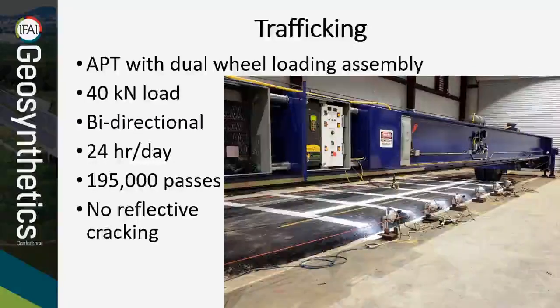Trafficking was done with the APT set to apply 40 kilonewtons of load across the test sections. Traffic was applied bidirectionally, 24 hours a day. No reflective cracks were noticed during the first 80,000 traffic passes, so it was decided to cut the overlay along the longitudinal crack to decouple the test blocks in a way that would concentrate stresses on the transverse crack. Trafficking was resumed until 195,000 traffic passes were applied.